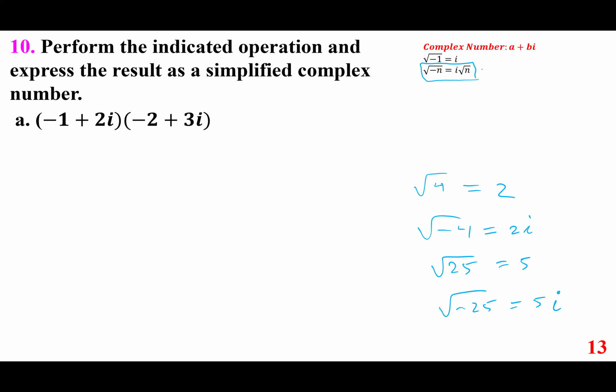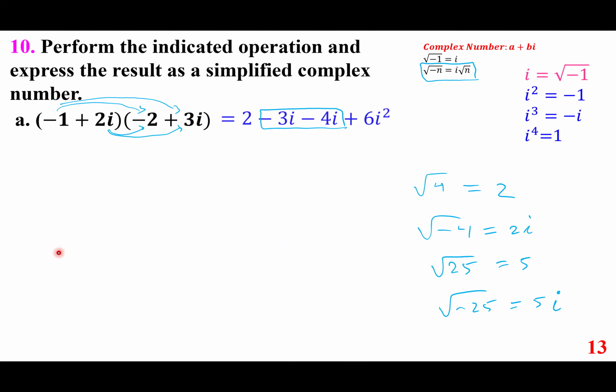So we are going to distribute. -1 times -2 is +2, minus 3i, minus 4i, plus 6i squared first. And now to combine those, this is easy. Minus 7i. But what is i squared?